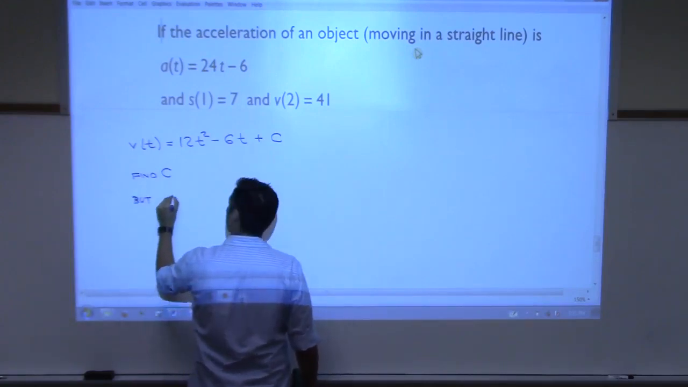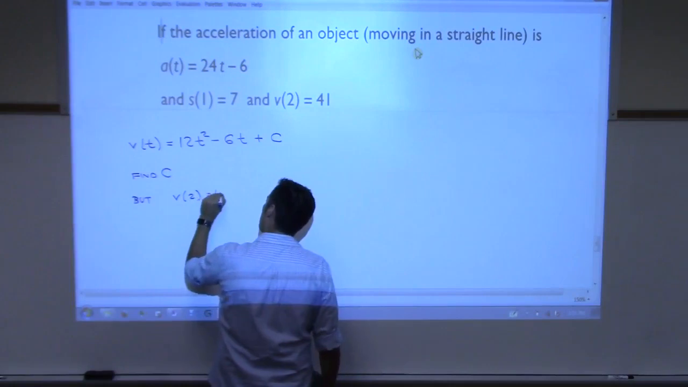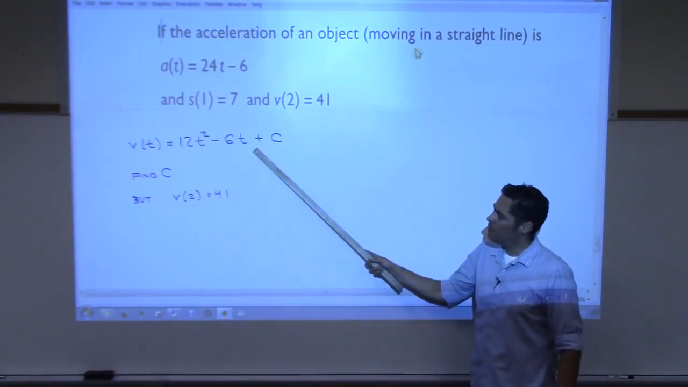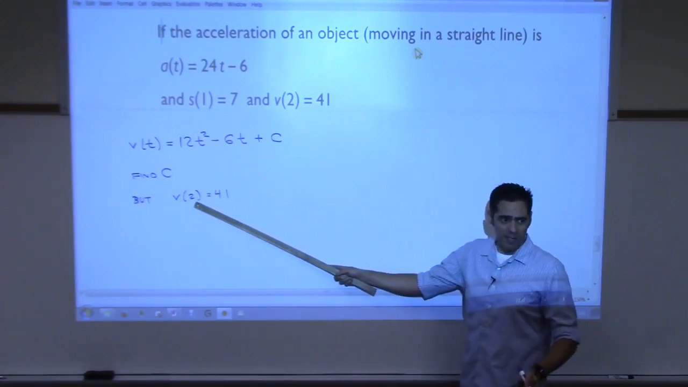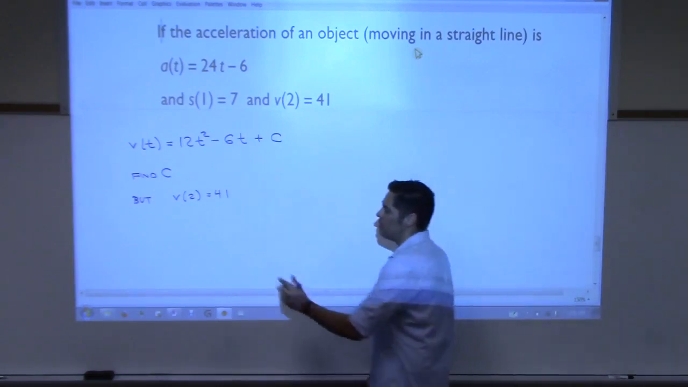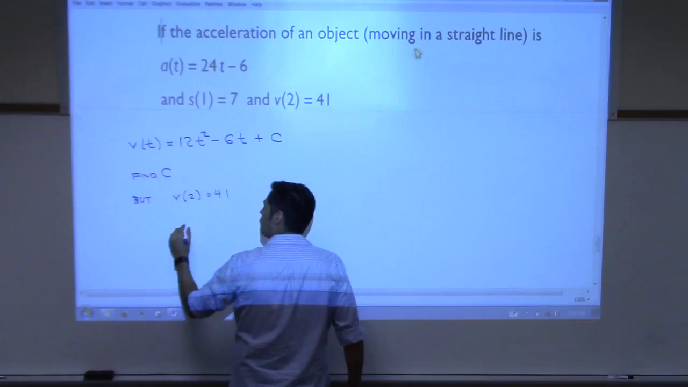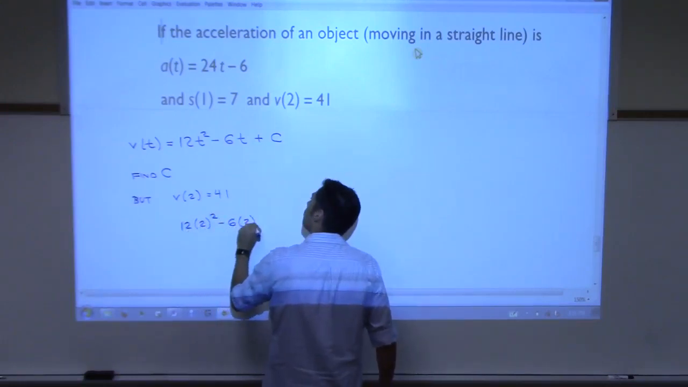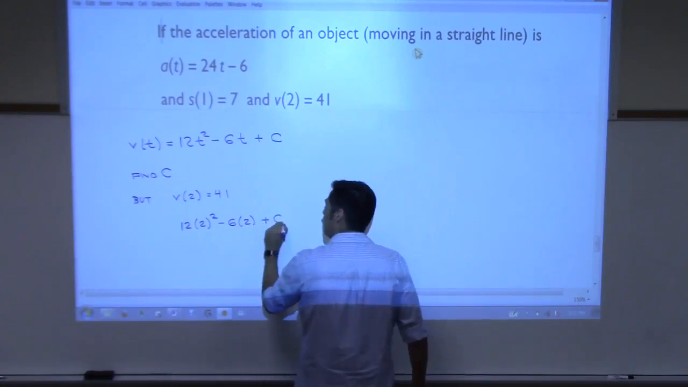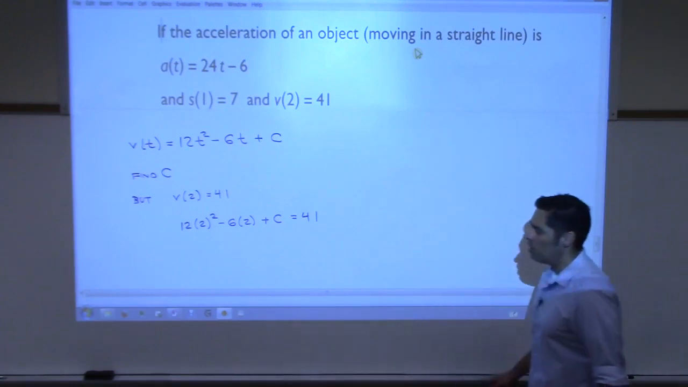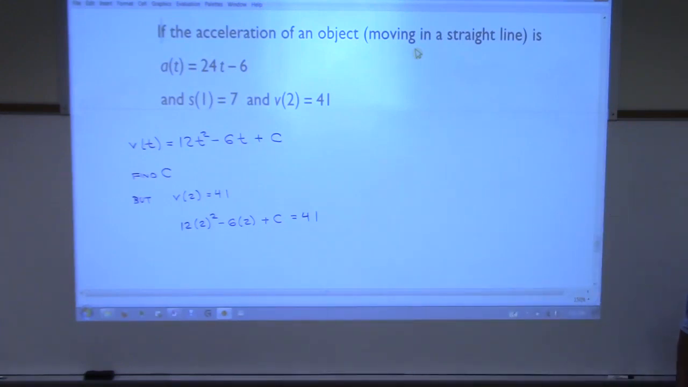I know that v of 2 equals 41, which means that when I'm looking at this velocity function, if I plug 2 in for t, it must spit out the value 41, right? So let's plug 2 into this and see how we could get 41. So v of 2, I get 12 times 2 squared minus 6 times 2 plus c, that needs to be 41, right?